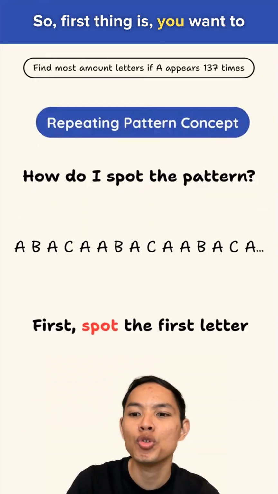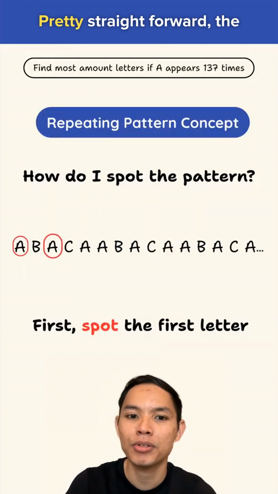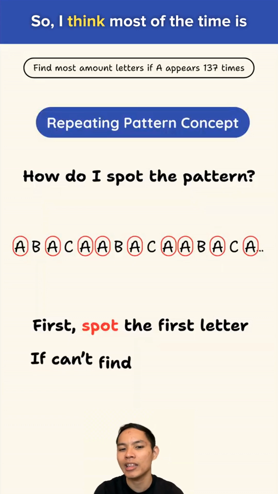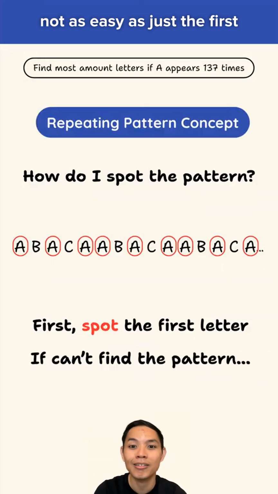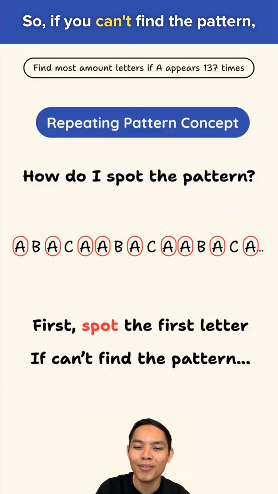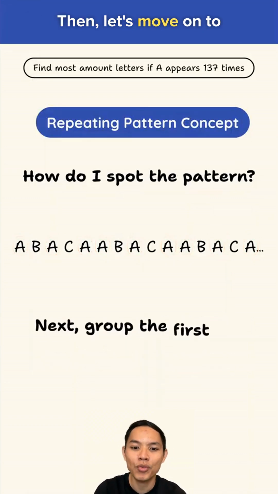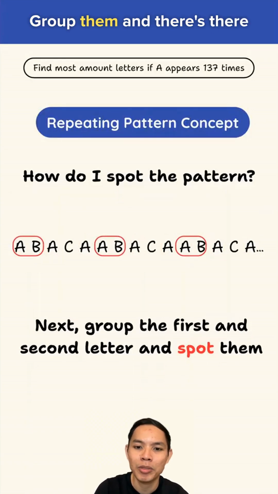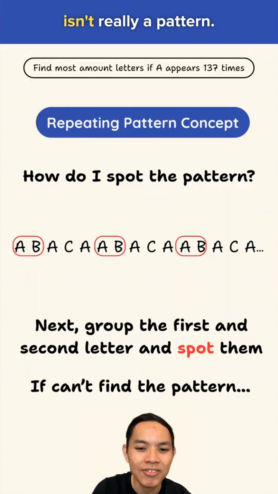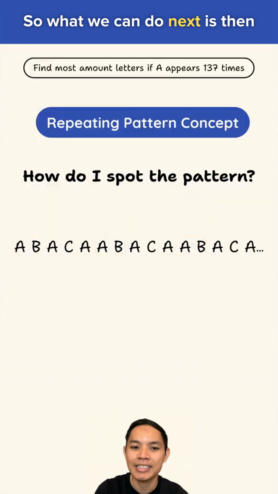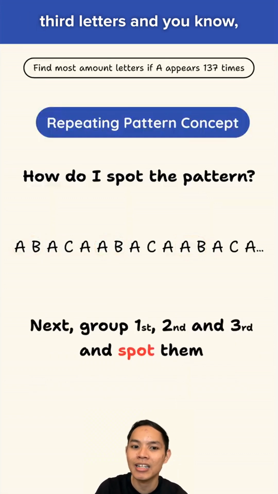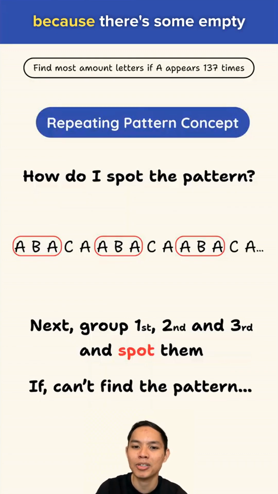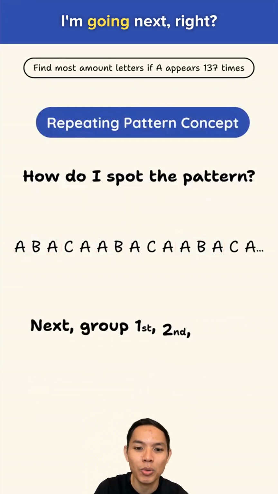First, you want to spot the first letter. Pretty straightforward. The first letter is A, and then you just spot all the letter A's over here. Most of the time it's not as easy as just the first letter being the pattern. No. So if you can't find the pattern, let's move on to grouping the first and second letters and spotting them. Group them, and there isn't really a pattern. So what we can do next is group the first, second, and third letters and spot them. Still can't find the pattern because there are some empty spaces, but you know where I'm going next.